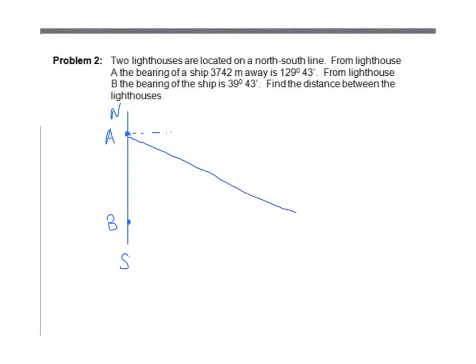Okay, and I don't know how far I want to do that yet. I may have to erase, so I just drew it out there. But from here to here, this is the given information, is 129 degrees, 43 minutes. Don't change it to decimal, because you're going to have to round, leave it in exact form. And this is 3742 meters. All right, from B, the bearing of the ship is 39, so to about here. Okay, so this is the ship right here.